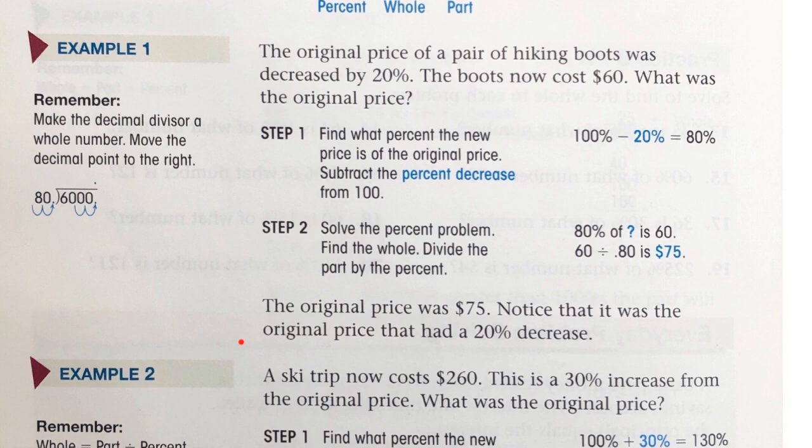Notice that it was the original price that had a 20% decrease. We went from 75 down to 60, right? When boots go on sale, they don't cost more, they cost less. So when you work backwards, the sale price isn't going to get less when you find the original. The sale price to get back to the original price is going to go up.